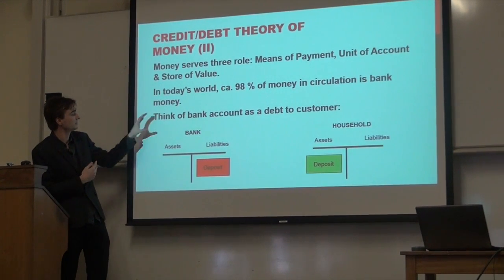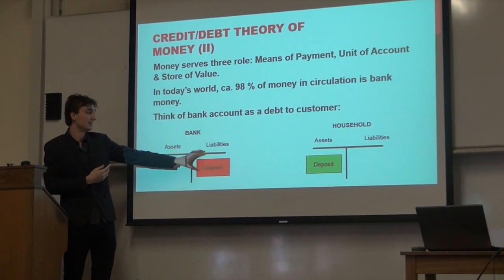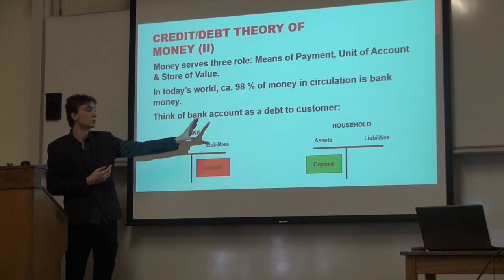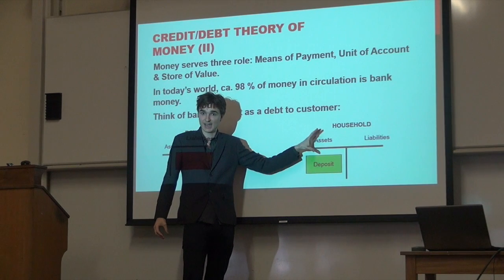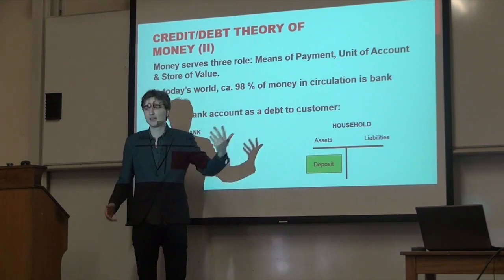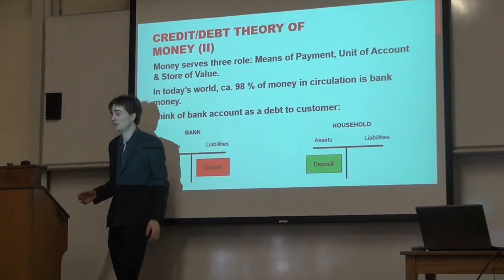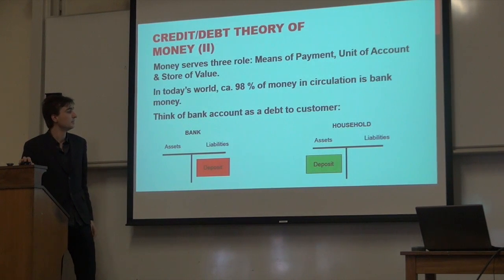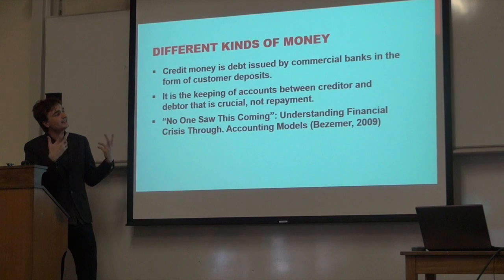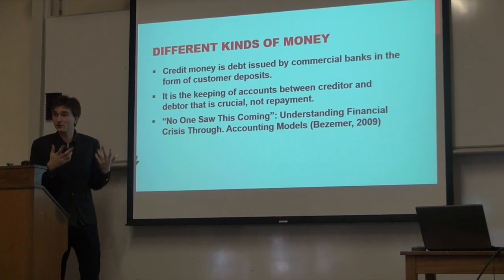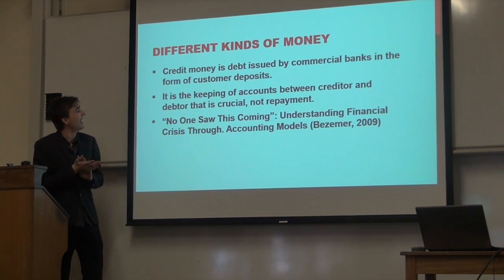So how to represent this? Well, you have a bank. The bank has a liability to a household, right? It owes money to the household. And the household has a deposit, right? It's an asset of the household that it can dispose over and use to make payments or pay debts. So credit money is debt issued by commercial banks in the form of customer deposits.